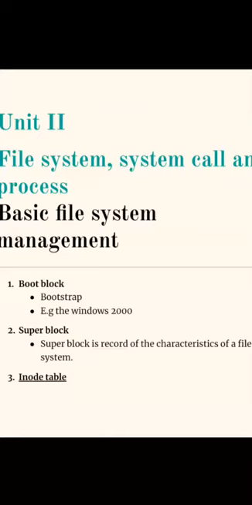Okay, now next will be the super block. The super block is a record of the characteristics of a file system. It includes the file system's size, the empty and filled blocks and their respective counts, the size and location of the inode tables, the disk block map and usage information, and the size of the block groups.